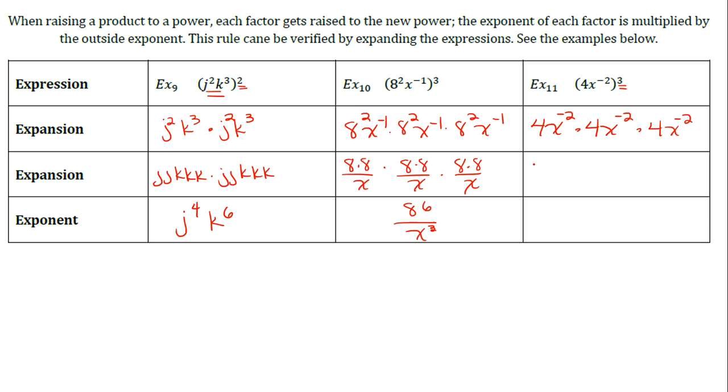Now we're going to expand. We have 4 over x times 4 over x times 4 over x. Remember, I'm putting my x's here in the denominator because I have a negative power. This 4 has a positive 1 power here, so it's understood 1. This negative 2 is only applied to this factor of x. Now, let's simplify this. So I have 4 to the third, and then I have x to the 6th power.